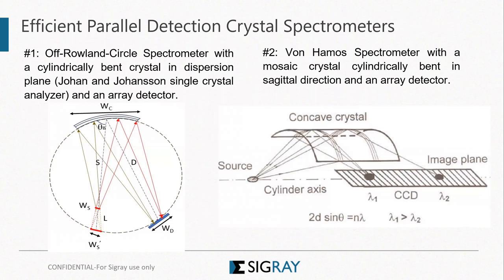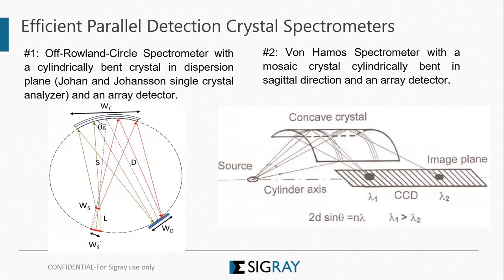There are two approaches for achieving parallel, simultaneous data acquisition. One is called the oscillating circle spectrometer, on the left. In this case, the sample is located not on the Rowland circle, but within the Rowland circle. And in this case, you also need a spatially resolving detector placed at the Rowland circle. By doing that, you can get simultaneous measurement of the spectrum over a fairly wide energy range. We will get into more detail a little bit later.